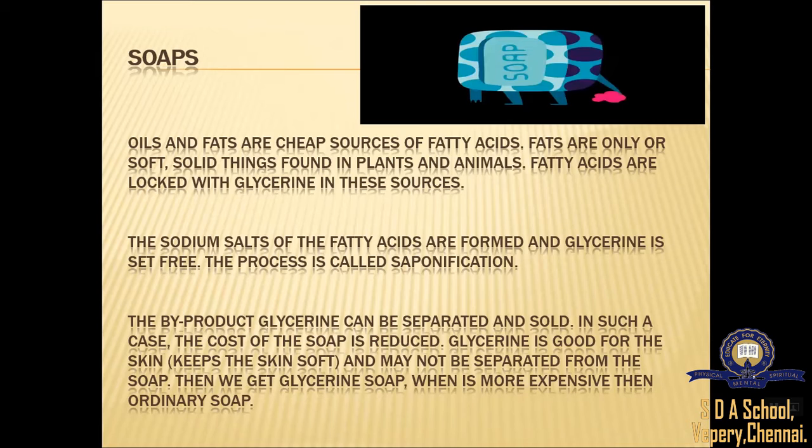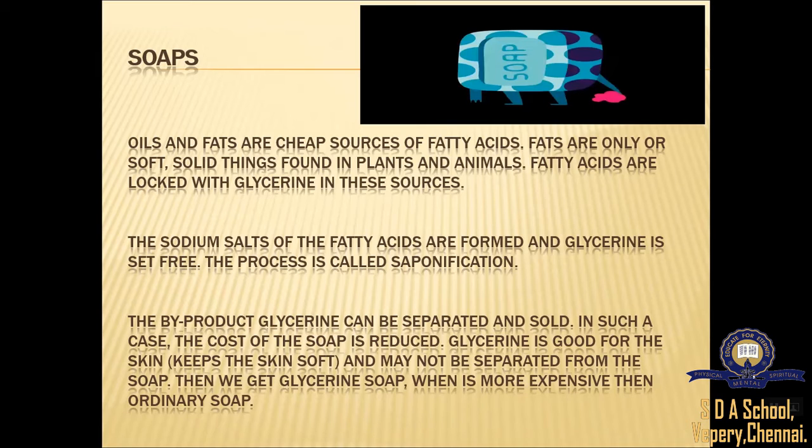Soaps. Why we are using soaps and detergents? To cleanse dirt from a particular cloth or whatever it may be. So for removing dirt, grease, stains, we are using soaps. Soaps and detergents are used as a cleansing agent, to remove the dirt from a greasy surface.